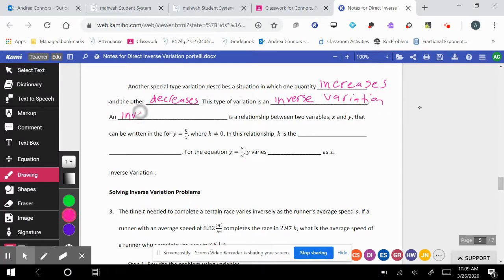An inverse variation is a relationship between two variables, x and y, that can be written as y equals k divided by x, where k cannot equal 0. K is the constant of variation, just like in the other one, meaning it doesn't change. And for the equation y equals k divided by x, y varies inversely as x.